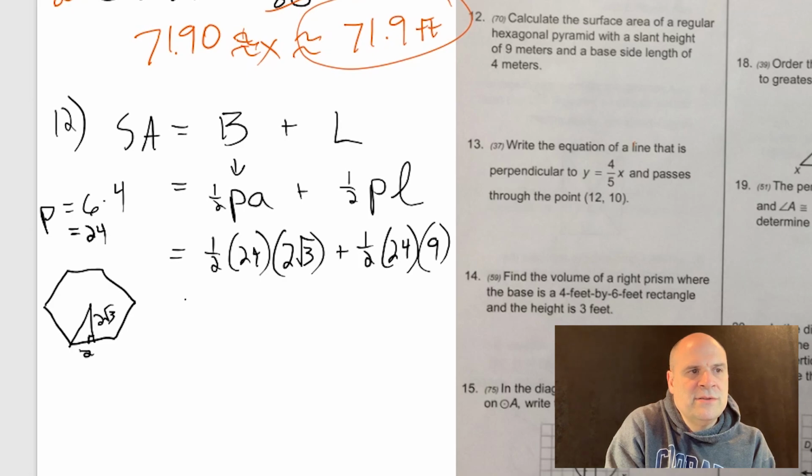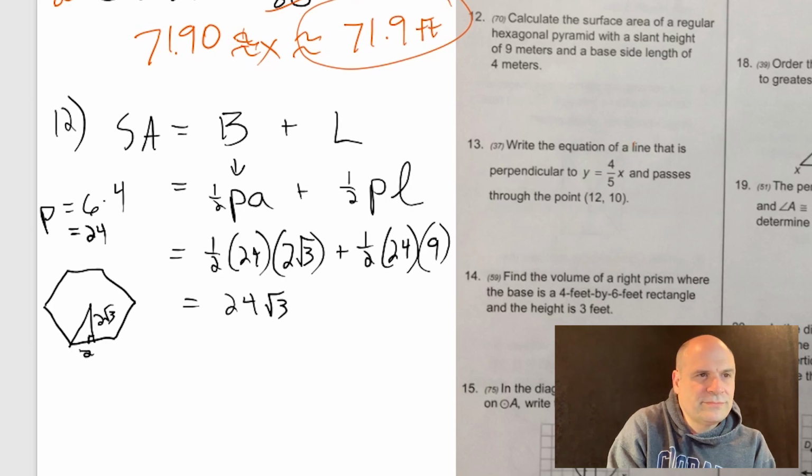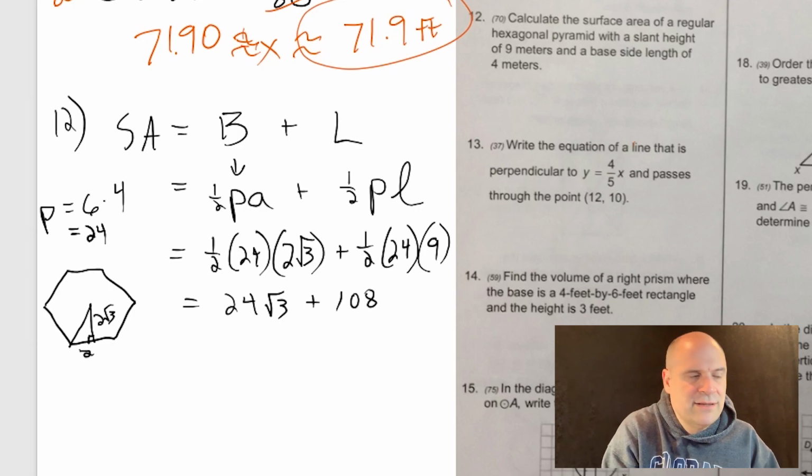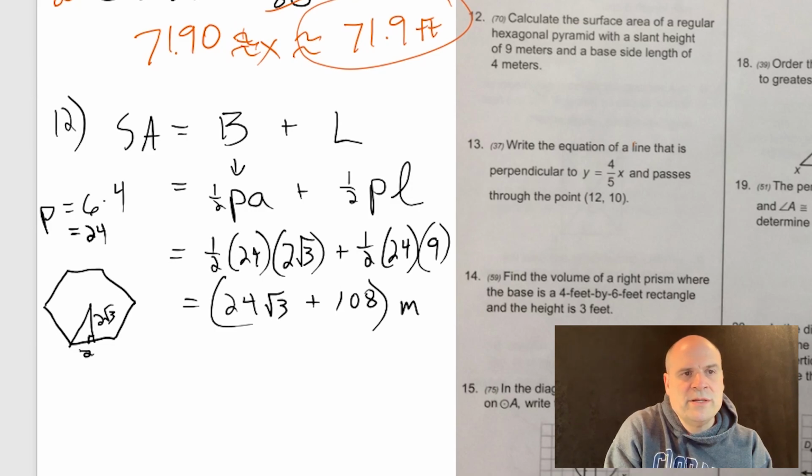All right, so let's do that math. So this is 12 times 2, so that's 24 radical 3 plus 12 times 9 is 108. Okay, so you could leave it like that. That looks pretty. And what is it, meters? So this is square meters because it's surface area, or you could multiply it out.